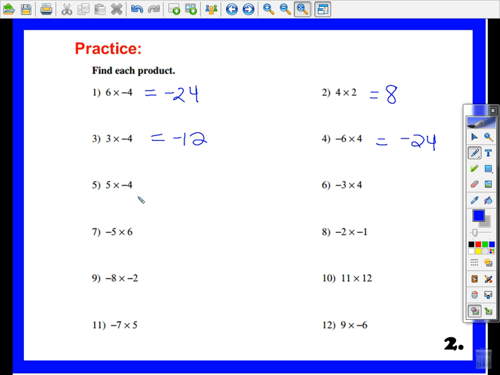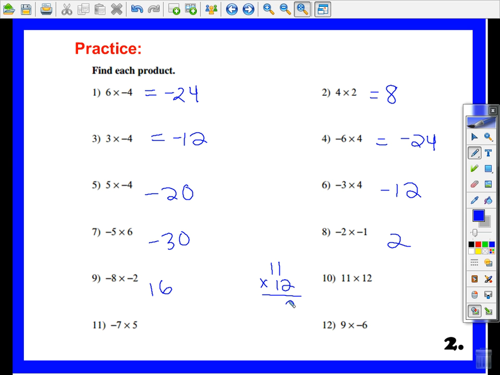As you complete the problems, number 5 should be negative 20. Number 6 would be negative 12 again. 7 is negative 30. 8 becomes positive 2. 9 becomes positive 16. 10, if you do 11 times 12, a lot of you struggle with this on a quiz.